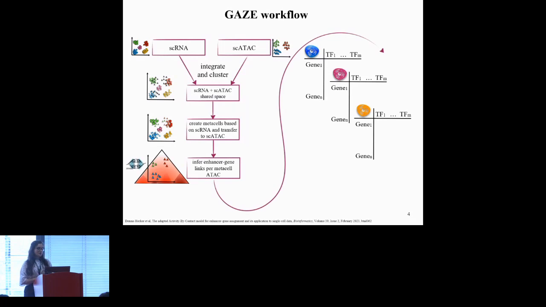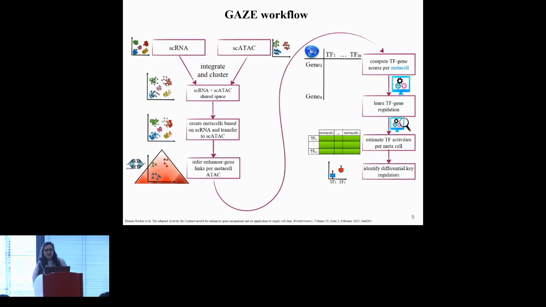And then we use STAIR, which is a tool developed by my colleague Dennis, to get enhancer gene links per meta cell. As you can see, for each meta cell we have a matrix, which is genes times TFs. And then over 4 steps, we compute TF gene score per meta cell, and we learn TF gene regulation, and finally estimate TF activities per meta cell. I'm going to explain these 4 steps in the next slides.